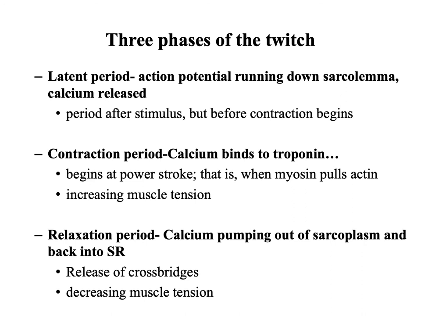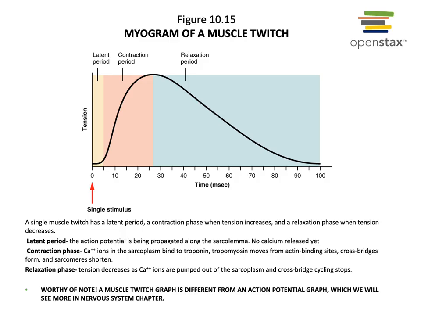The contraction period is when the calcium binds to the troponin. So you start the power stroke. Myosin grabs actin, myosin grabs actin, myosin grabs actin. And then you have the relaxation period. My neuron says, okay, you can stop contracting now. So there is no zap anymore. So the calcium gets pumped back into the sarcoplasmic reticulum, and the myosin lets go, and the contraction is stopped.